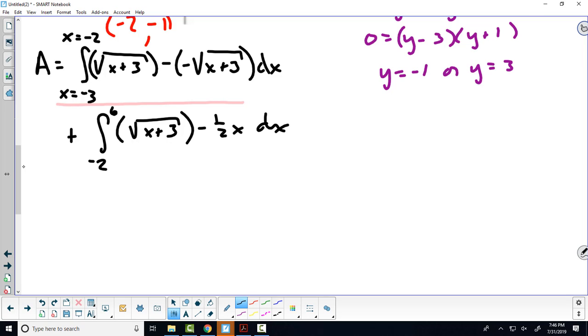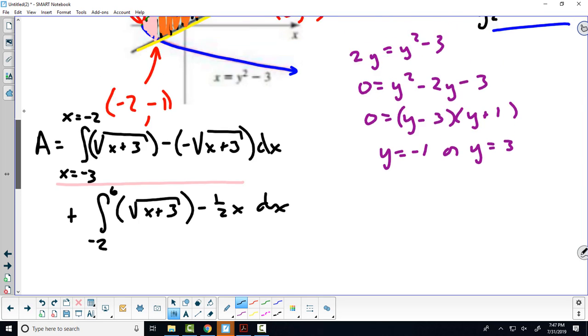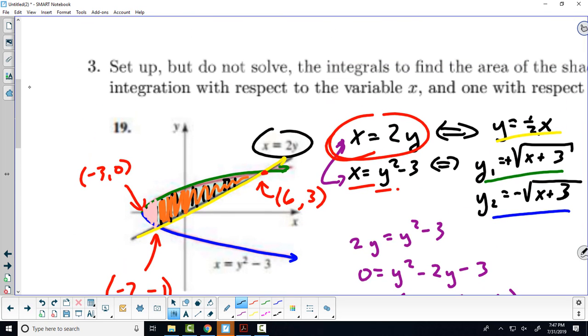Isn't it easier to just do it with respect to y? Yes. We're going to repeat this problem here in just a second. On a test, will we be forced to do it this way? Well, let's look at the directions on this one. This one said, set up but do not solve, one with respect to x and one with respect to y. Okay. If you look at your two practice finals, I did ask two questions.